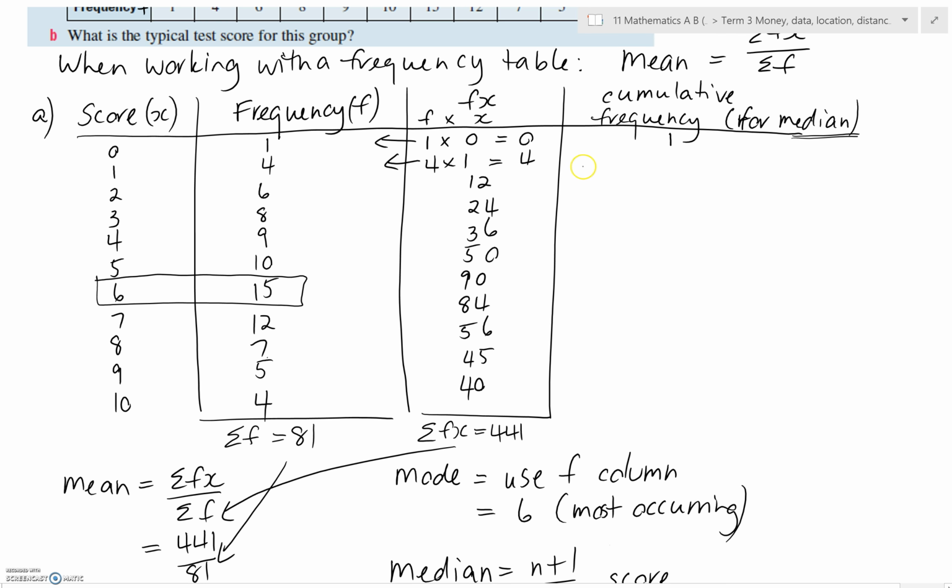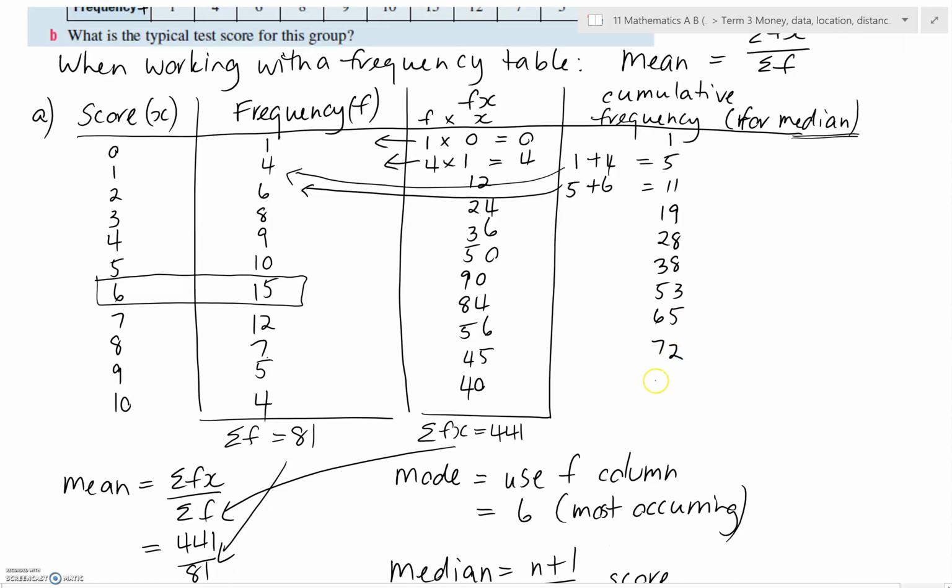So our total frequency now is 1, plus I'm going to add this 4 to it. So my cumulative frequency here is 5. And the next one is going to become 5 plus my frequency from here, which is 6, obviously, giving me a total of 11. And you keep going on that way. So none of this should be new. We've done this before. That's just a reminder about what you need to do.